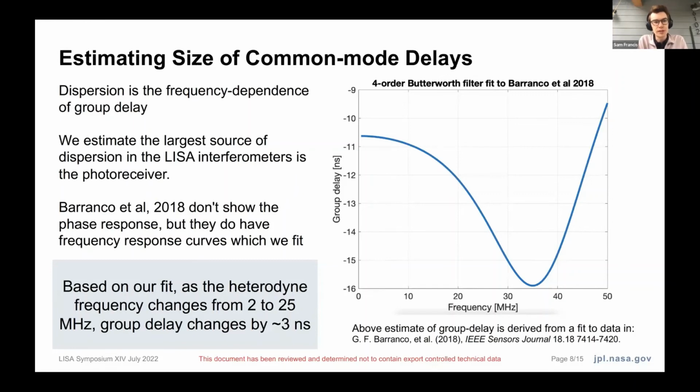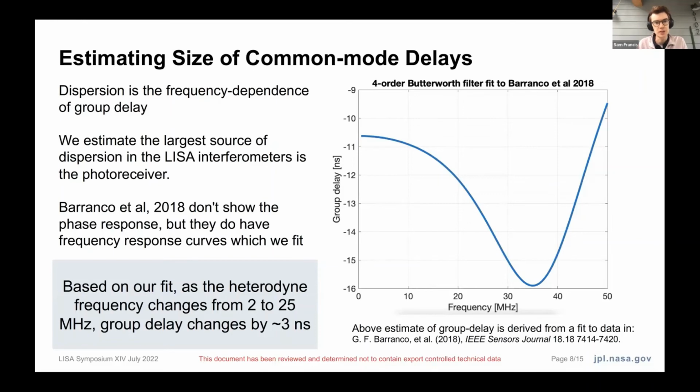The reason the photodetectors are potentially going to be the dominant source of these common mode delays is that these photodetectors by design are limited bandwidth. We only want to allow 2 to 25 megahertz for the heterodyne frequency, so the bandwidth of the photodetectors is only going to be slightly larger than that. And when we have something with a limited bandwidth, you often introduce some group delay through that filter or photodetector that has a frequency dependence.